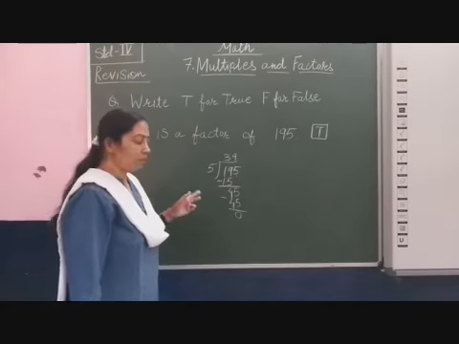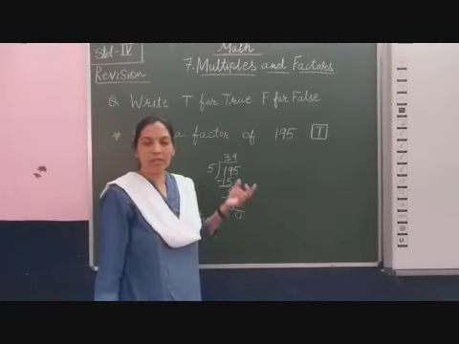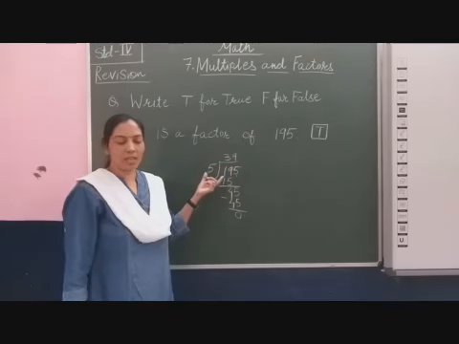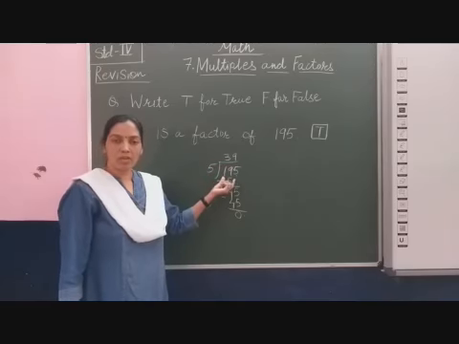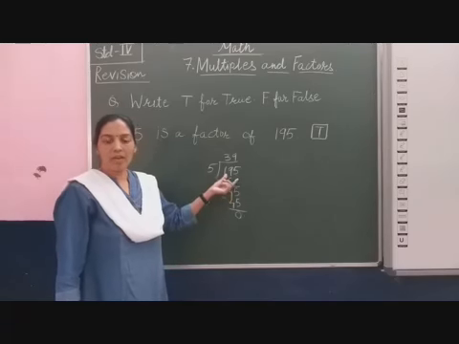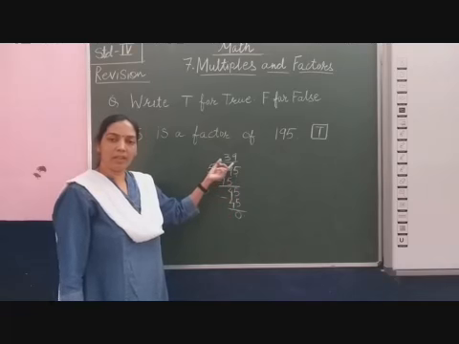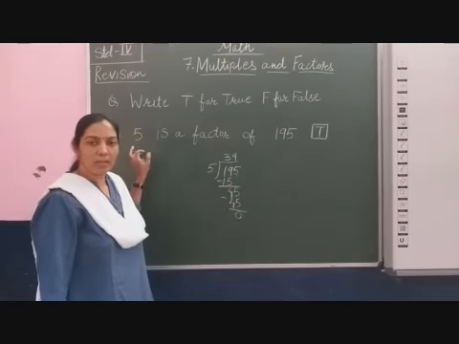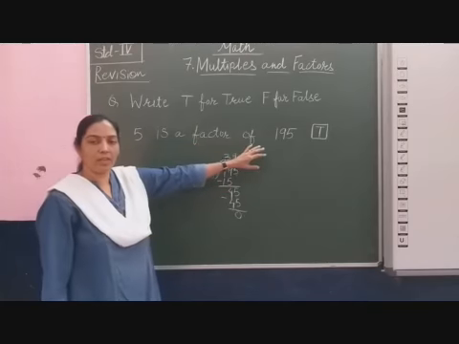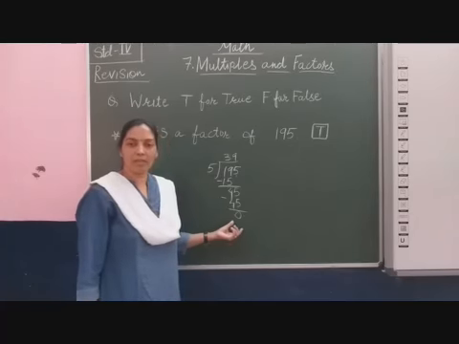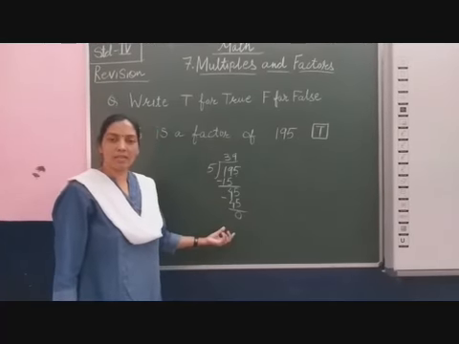So this statement is true. One more thing I want to add here: when we divide a number, both the divisor and the quotient are factors of the dividend. The dividend is 195, so we find that both 5 and 39 are factors of 195. So the statement that 5 is a factor of 195 is true, because when we divide by 5, we get the remainder 0.